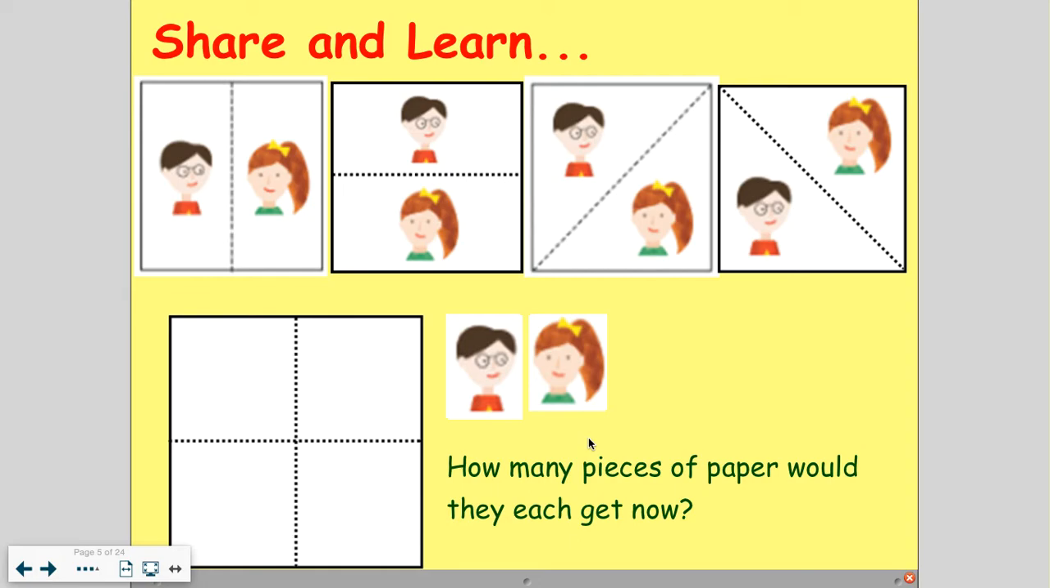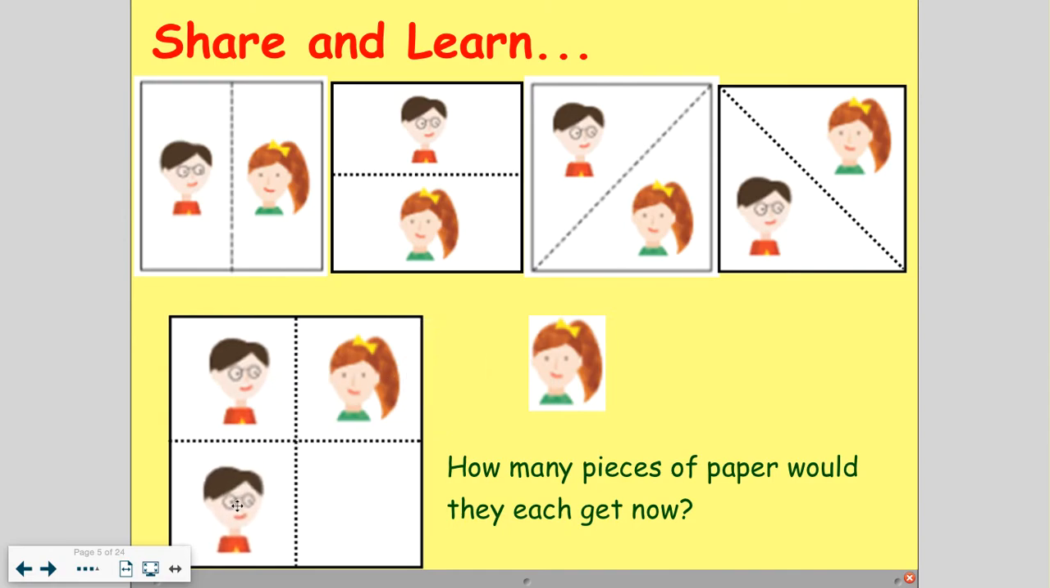You might want to pause the video and talk about this at home. Now I'm going to give 1 piece of paper to Charles and another piece to Holly. Have I used up all of that art paper yet? No, so I need to keep sharing it a little bit more. Another piece for Charles, another piece for Holly.